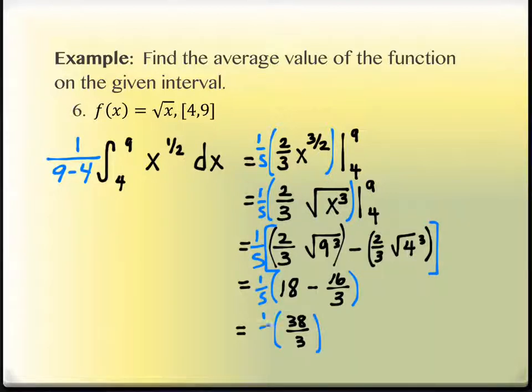So then what is the 38 over 3 times 1/5? What is it? 38 over 15. Okay, so that's the average value. 38 over 3 is the area under the curve. The average value is 38 over 15.